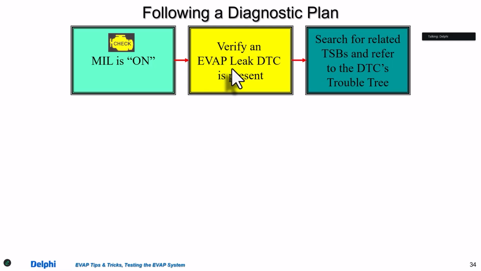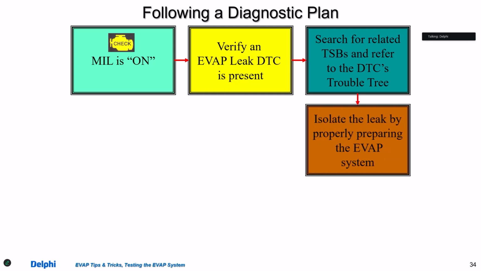The systems have gotten so much better, so much more reliable. But you should do a quick TSB search to make sure you're not missing something, and make sure that any existing TSBs haven't been applied to the system. And then if there's a diagnostic chart, or what we just call a trouble tree, take a look at that to help you out. Isolate the leak by properly preparing the system. We're going to go through that.